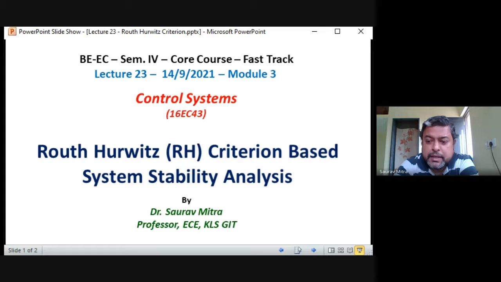If one of the poles is on the j omega axis, and the j omega axis actually divides the whole S plane into two parts, the left hand side of the S plane is for stable poles and the right hand side of the S plane is for unstable poles. What if the poles are on the j omega axis? Whenever the poles are on the j omega axis, we call it a marginally stable pole.